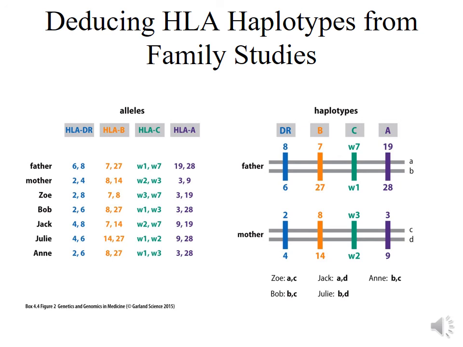Similarly, mother has haplotypes DR2, B8, CW1, A3, and DR4, B14, CW2, and A9. Father has transmitted haplotype A to Zoe and Jack, and haplotype B to Bob, Julie, and Anne. Mother has transmitted haplotype C to Zoe, Bob, and Anne, and haplotype D to Jack and Julie.